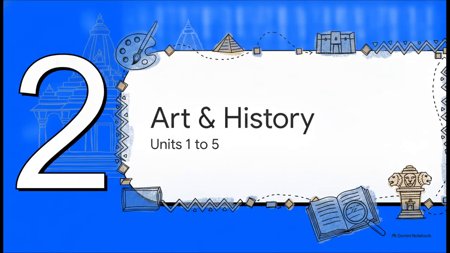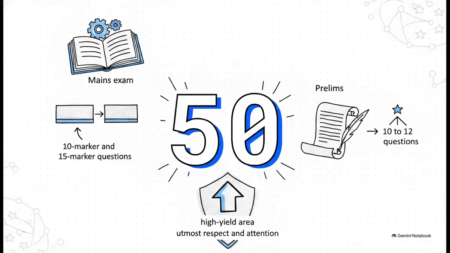Moving on to Section 2, Art and History, covering Units 1 through 5. Let's really dig into this first massive pillar. 50. I want you to let that number sink in. That is the staggering number of marks modern history alone carries in the mains exam. We're talking usually 2 10-marker and 2 15-marker questions. And that's on top of the 10 to 12 questions it demands in the prelims. This is a super high-yield area, and it requires your utmost respect and attention.